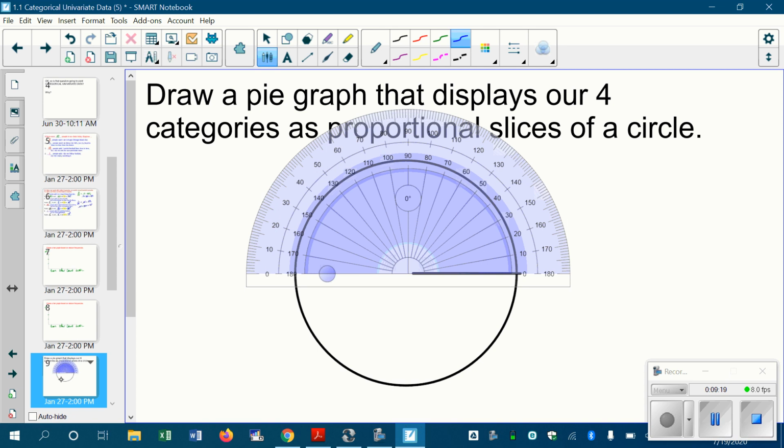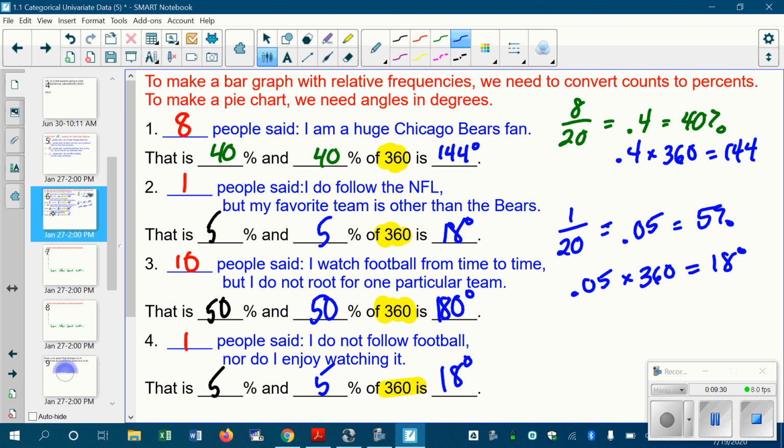So draw a circle. And then, if you have a protractor, you can put your protractor down to measure your angle. And if you don't, use your number sense, right? 144. Let's think about that. 144 was 40% of the circle.